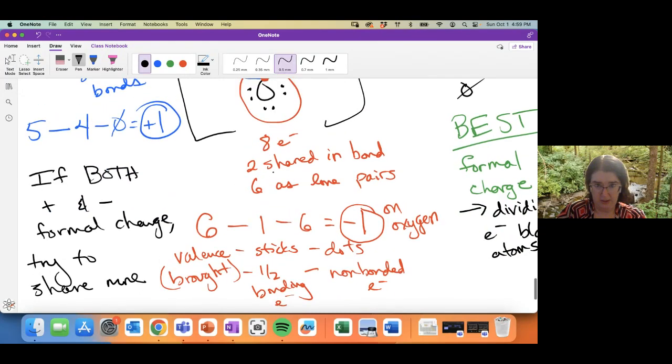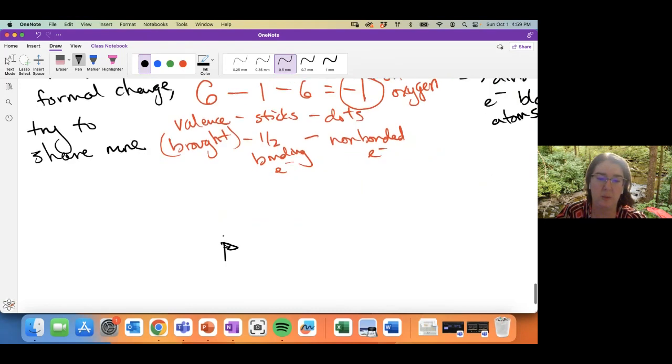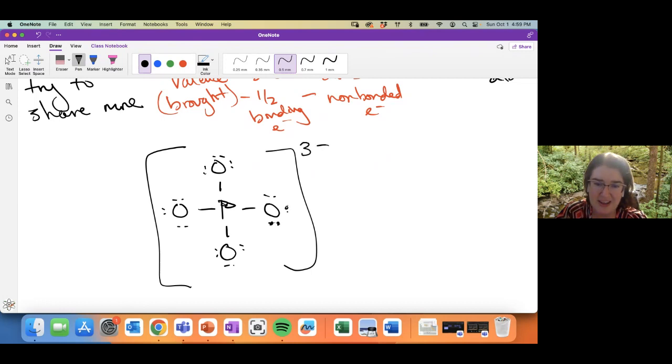I have scribbled all over this, so I'm going to redraw this exactly as it is, without my color coding, so that we can have a conversation about it. I should still have my -3 charge. Everything should still just have 2 dots. So this positive and negative business means that I could potentially share more.